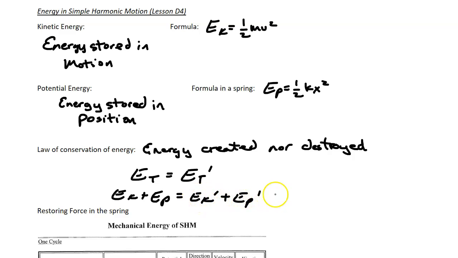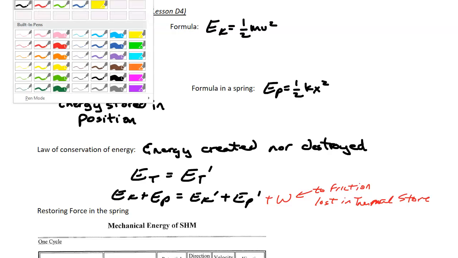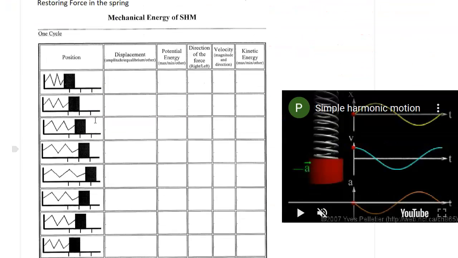Now, you probably do remember that some of this is also work done against friction, and so this is usually lost in a thermal store. However, we're just going to take a look at the ideal scenario, or the frictionless scenario, as we run through this. So taking a look at what's happening with the energies as things move in simple harmonic motion.